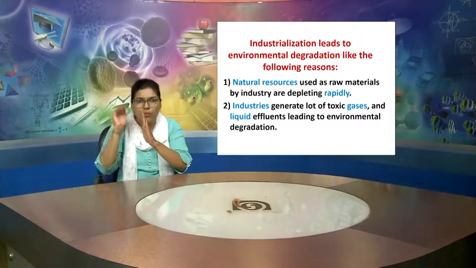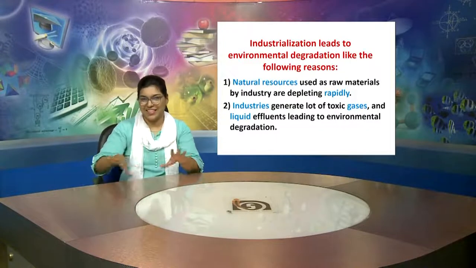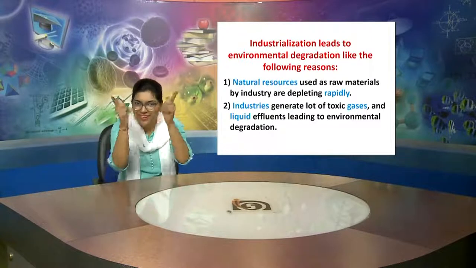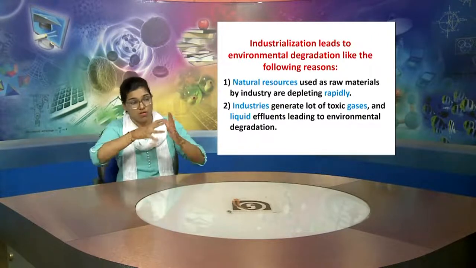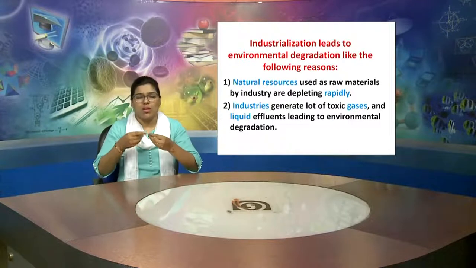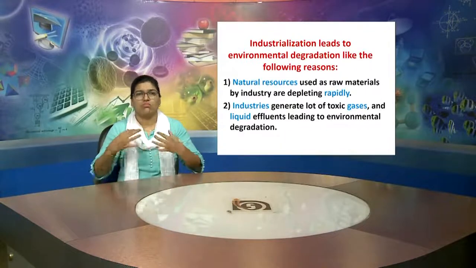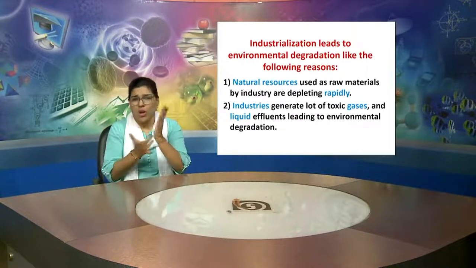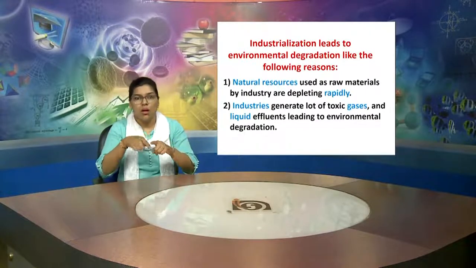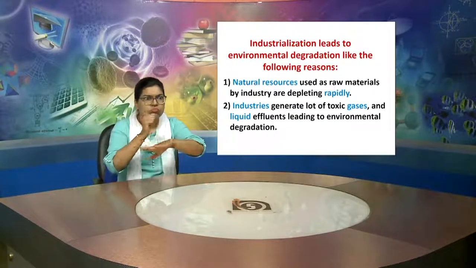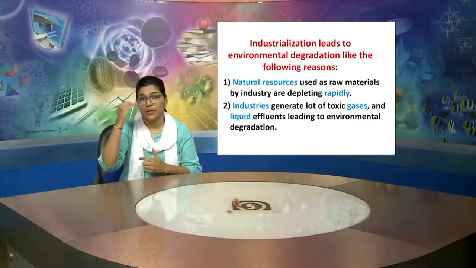This slide explains that industrialization leads to environmental degradation, for the following reasons. The first point is that the natural resources which are used as raw material by the industries are depleting rapidly as time passes by. All those materials, all those things which humans use, can be considered natural resources. So for the production of all those things, many industries are getting established.